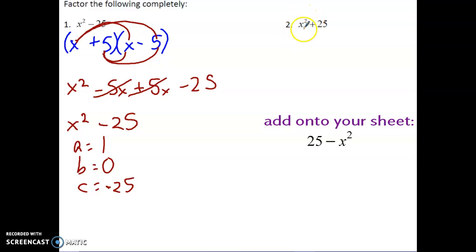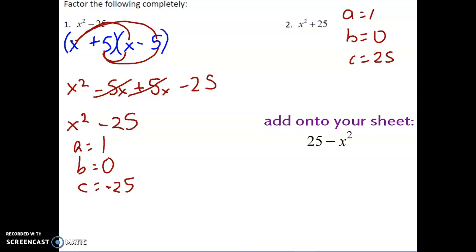But this is something squared. X times x is x squared. And this is something squared. 5 times 5 is 5 squared. And that b in the center, if I did my ABC, b would be 0. But C is not the opposite of a perfect square number. C is a perfect square number because it's positive.